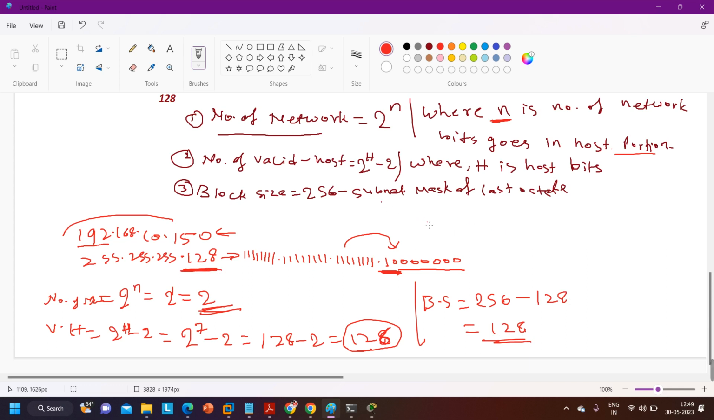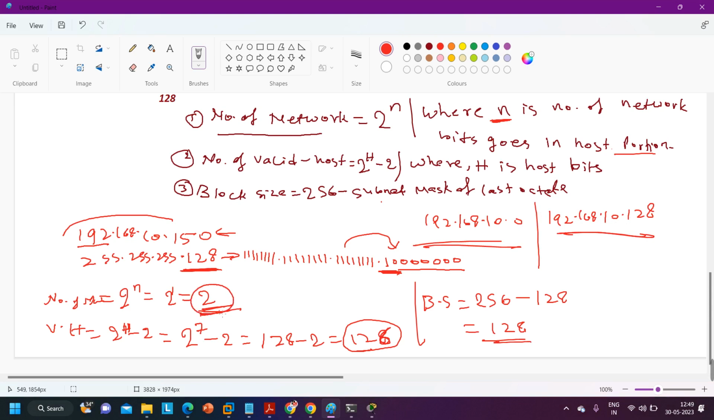That means my first network will be 192.168.10.0 and the second network will be 192.168.10.128. Getting my point? What will be the third one? We have only two networks.